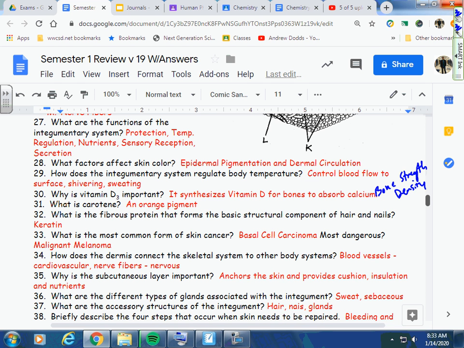35, why is the subcutaneous layer important? Think fat there. Fat's good for insulation, energy source, storage of nutrients. It also anchors the skin so it doesn't slide around our bodies.